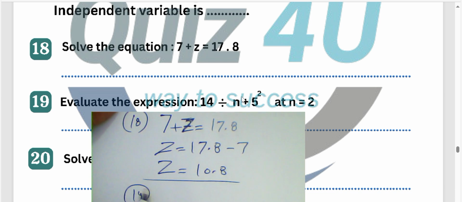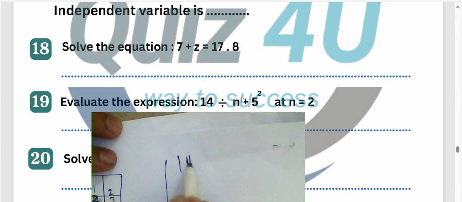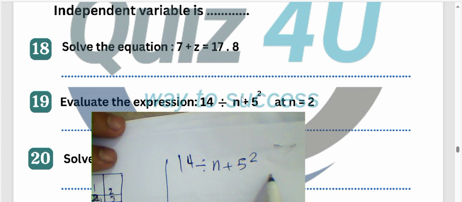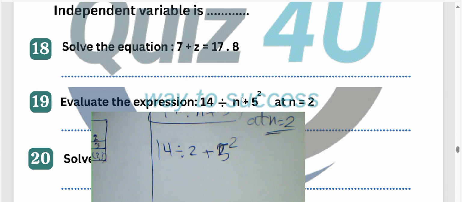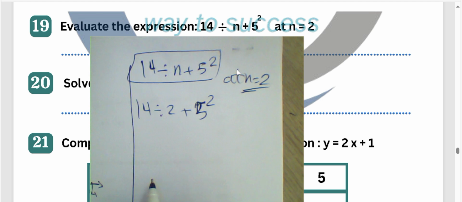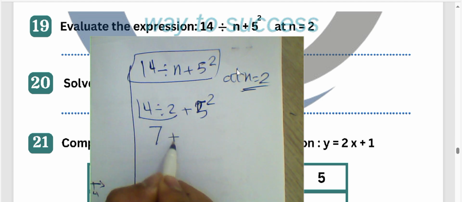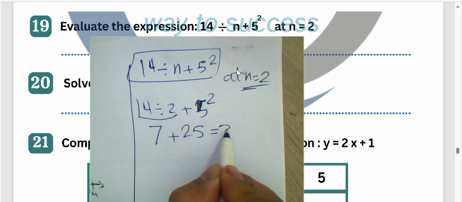Question number 19. Evaluate here 14 divided by n plus 5 power 2 at n equal to 2. Then we can write 14 divided by 2 plus 5 power 2. We can find the result here. 14 divided by 2 is 7, and 5 power 2 is 25. 25 plus 7, it will be 32.